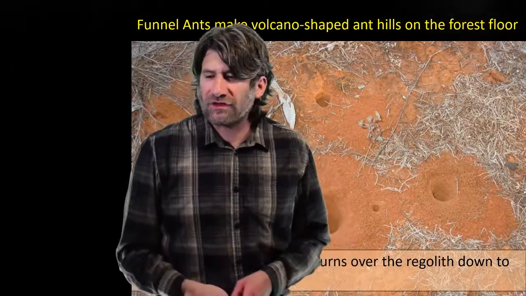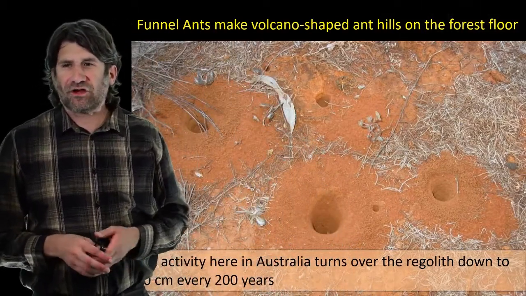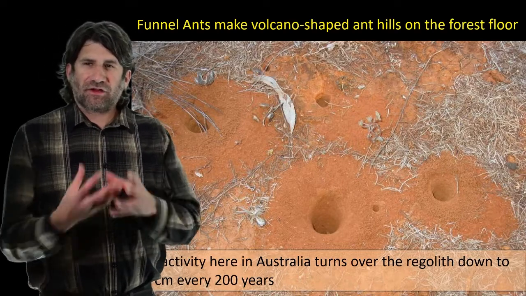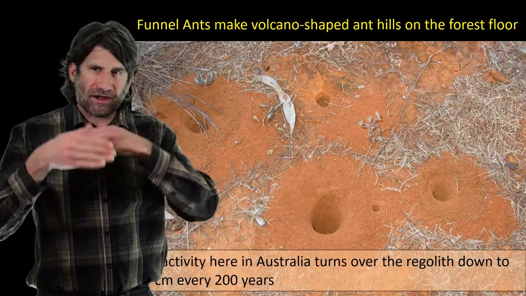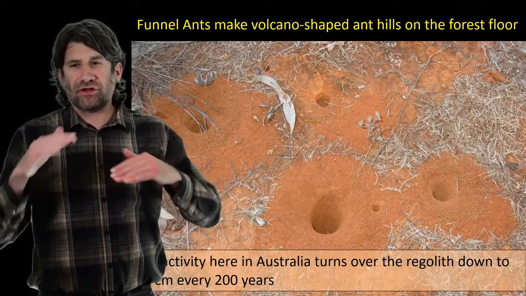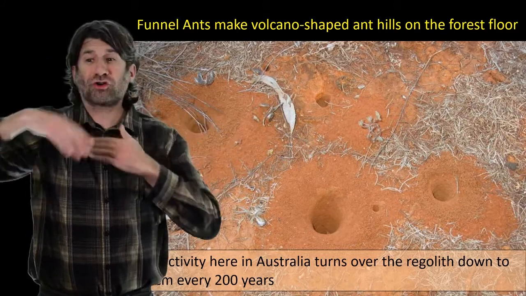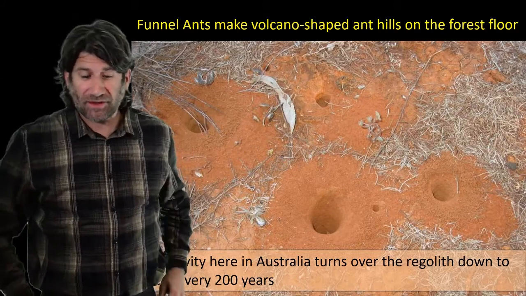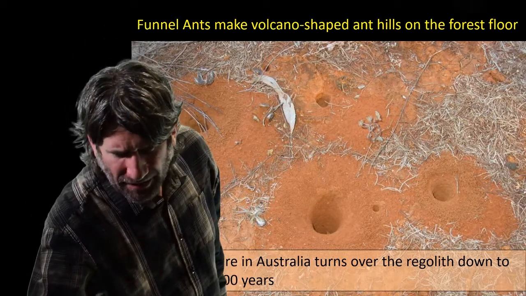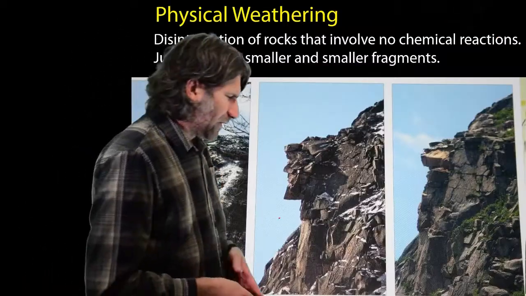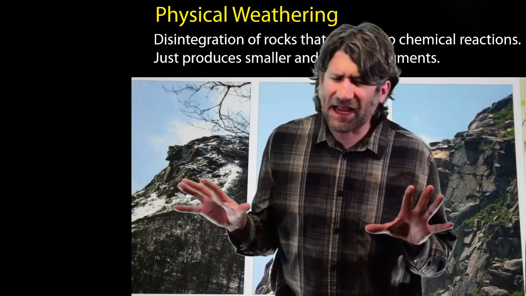Okay, another great type of biological activity would be ants. So here's some funnel ants, and this is in Australia. As they're doing what ants do, they churn the soil, they churn the regolith. And we see here in Australia that actually that upper 30 centimeters of the soil is completely churned over every 200 years just by the activity of ants. So that's pretty cool.